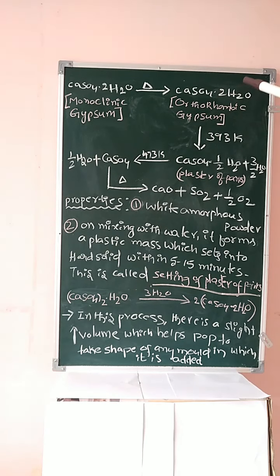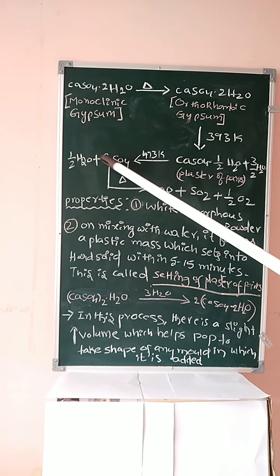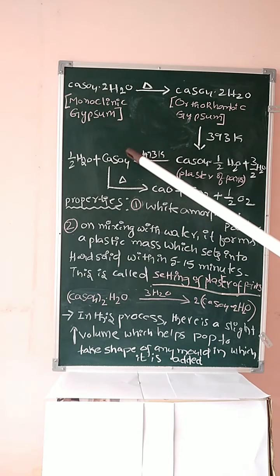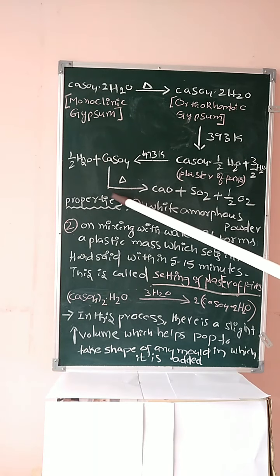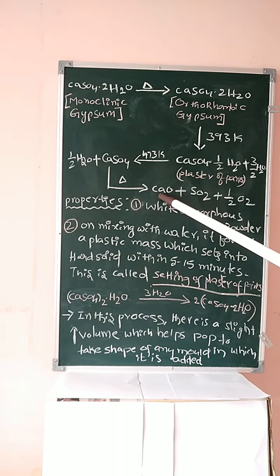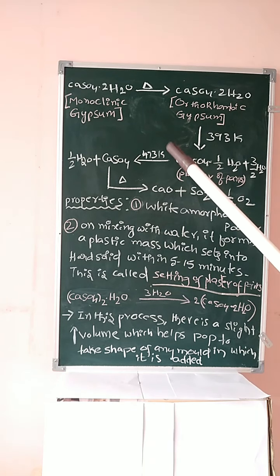We know that orthorhombic gypsum, when heated at a temperature of 303 Kelvin, forms plaster of Paris, calcium sulfate hemihydrate plus 3/2 water molecule, which is further heated to 473 Kelvin or above to form calcium sulfate plus half water molecule. This calcium sulfate is known as dead burnt plaster, which, when further heated, forms calcium oxide or quicklime plus sulfur dioxide plus half mole of oxygen. Here is one important point, student.